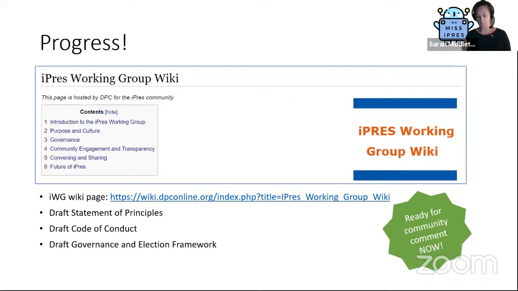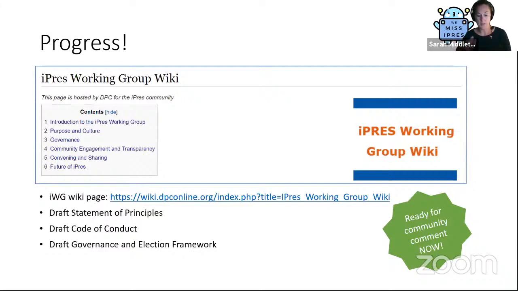Progress against the recommendations here and provide links to documents which are in progress so that the community can provide comment and feedback. Which brings me to the next items of progress to report, because we have a new draft statement of principles, a new draft code of conduct, and a new draft governance and election framework, which is ready for community review.